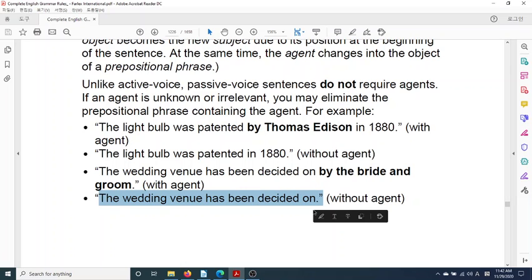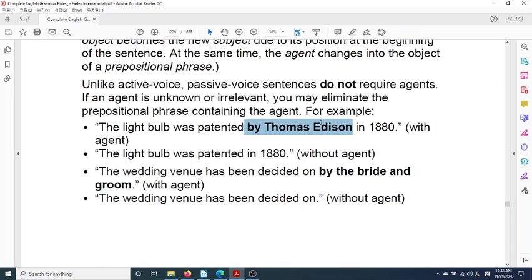Okay, again, it's a matter of context. If you're talking about Thomas Edison already, then you could leave him out. Oh yeah, the light bulb was patented in 1880. Do you know by whom? Oh, it was by Thomas Edison. Right? At least that's the idea. Again, context will tell you whether or not you need it.